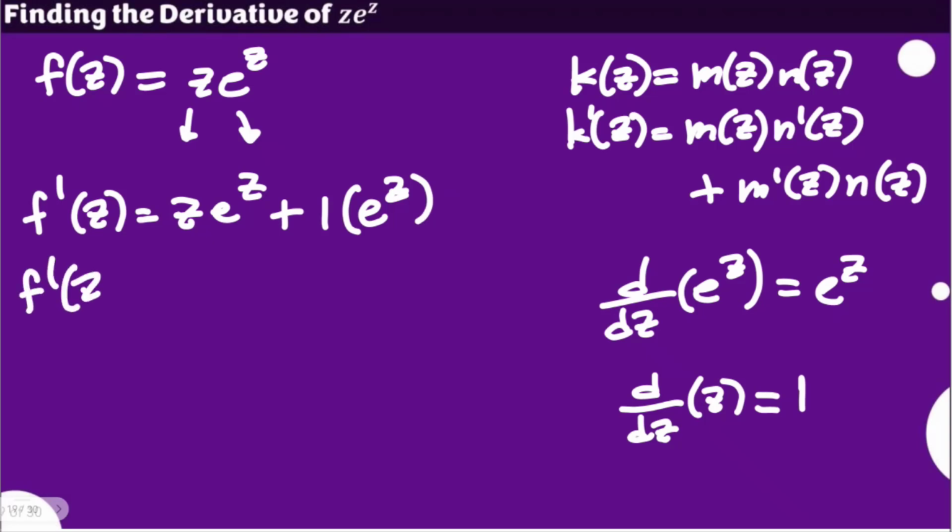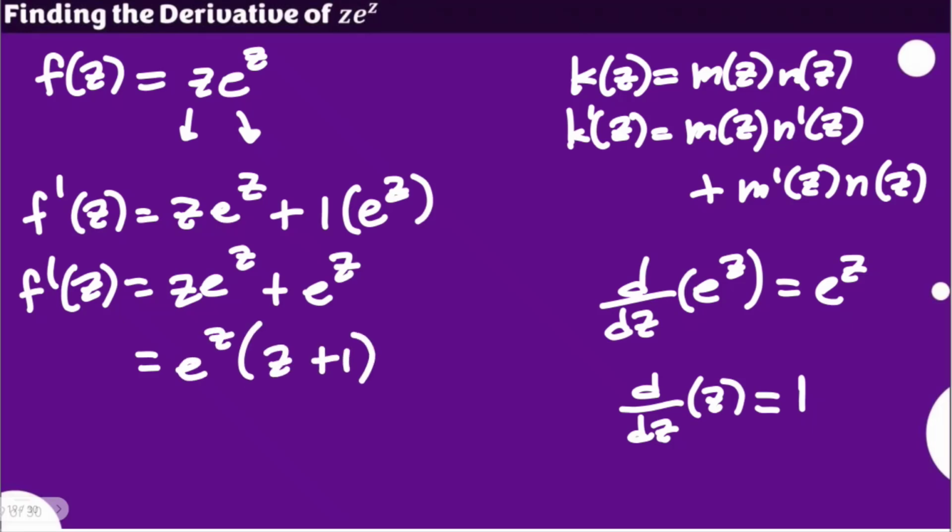F prime of z is equivalent to z e to the power of z plus e to the power of z. Can we add them? The answer here is no, unless you factor e to the power of z, because they are of different forms. Of course, if you would like to, you can also come up with e to the power of z times z plus 1. But this is already good, and that is already okay.